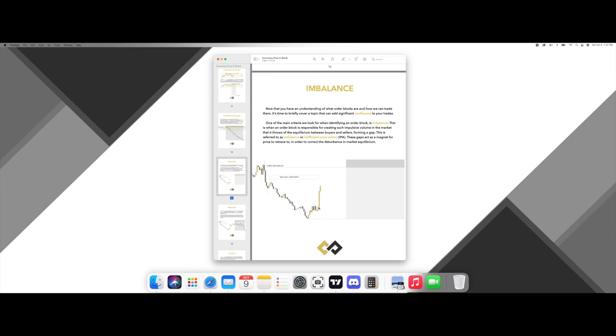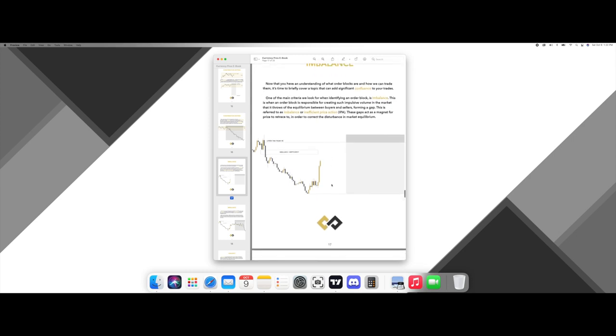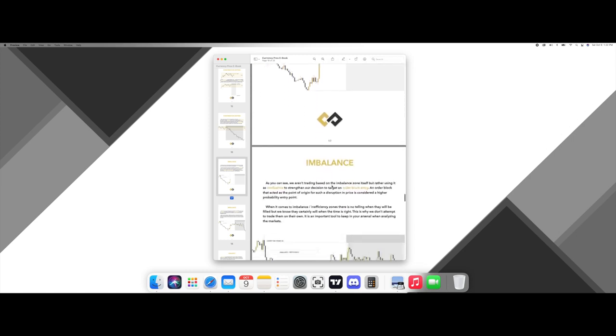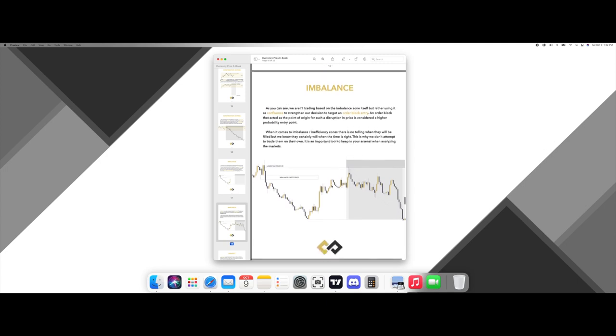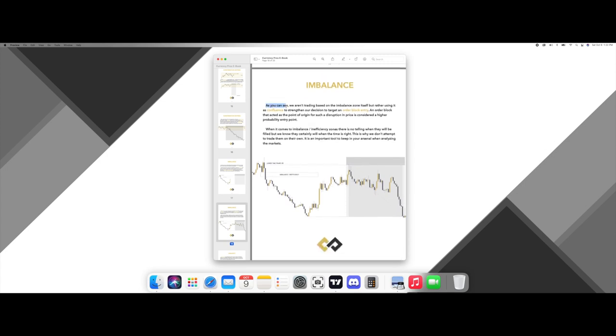So when we were down here and we located this order block up here and then spotted inefficiency or imbalance here, we can say to ourselves, okay, it's very likely price is going to travel towards that order block where we can then look for a short opportunity, okay? Let's head over to the next page because there's 2 pages in the ebook that cover imbalance. So let's go over what I wrote here. So as you can see, we aren't trading based on the imbalance zone itself, but rather using it as confluence to strengthen our decision to target an entry from an order block, okay?